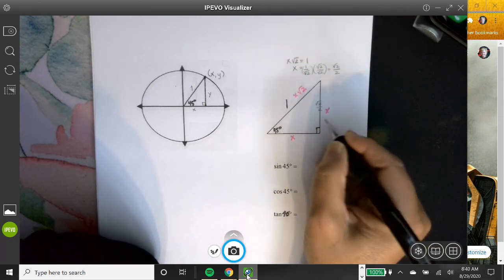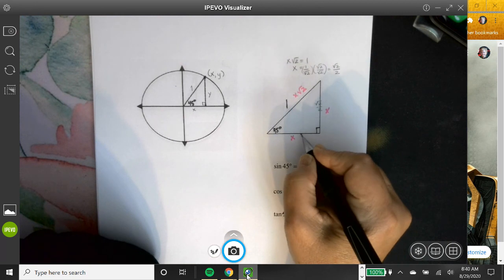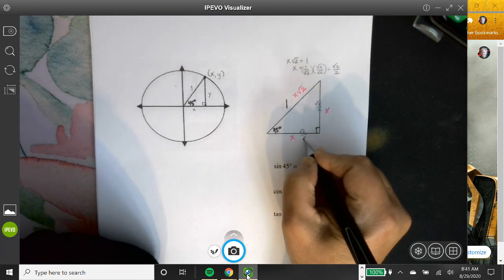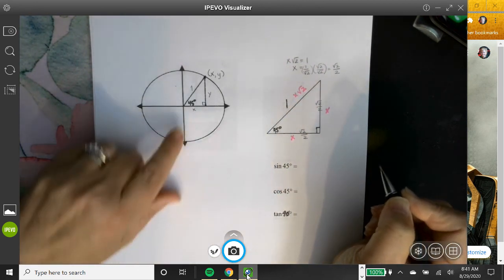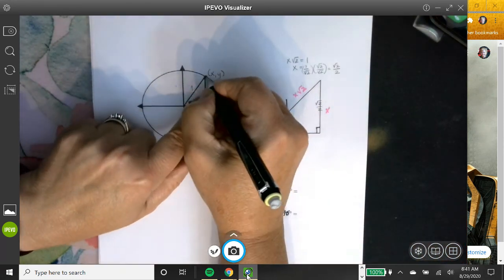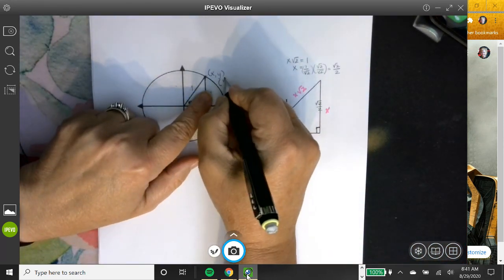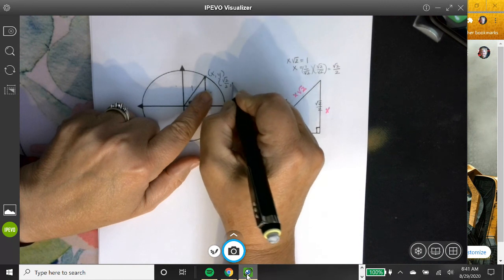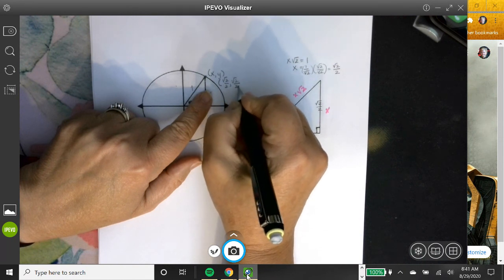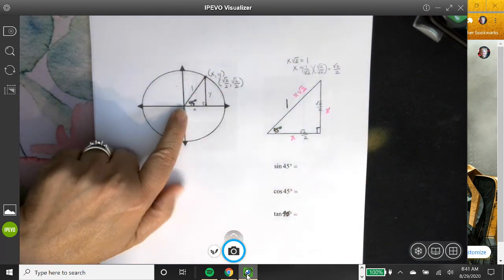And since this one is the same as the isosceles right triangle, this would be root 2 over 2 as well. Which makes this point up here on our unit circle root 2 over 2, root 2 over 2, if I have a 45-degree angle.